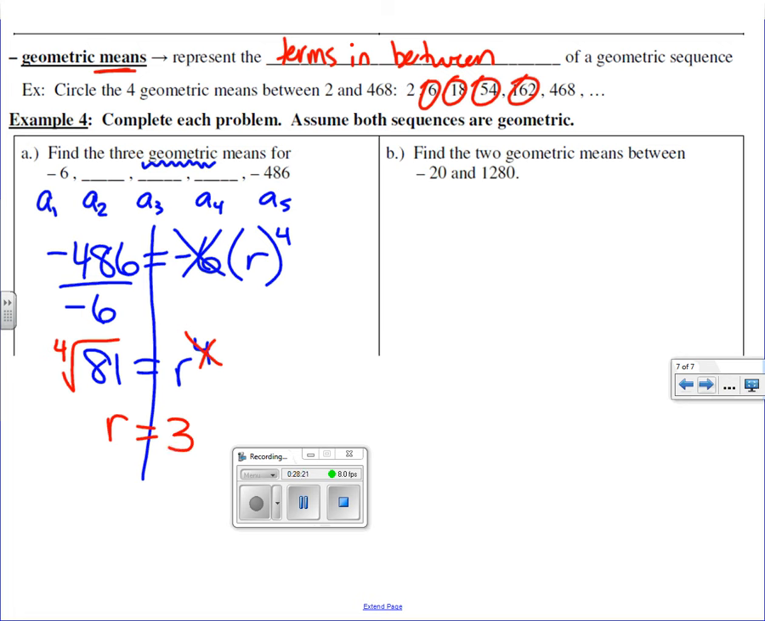Let me call on somebody. Kendra, how do I get the next number in the blank? I take -6 and... Very good. You multiply it by 3. So that gives you what, guys? -18. Then negative. And then... Okay.